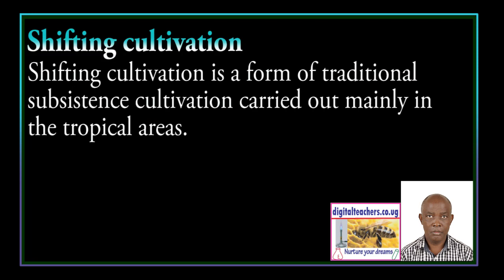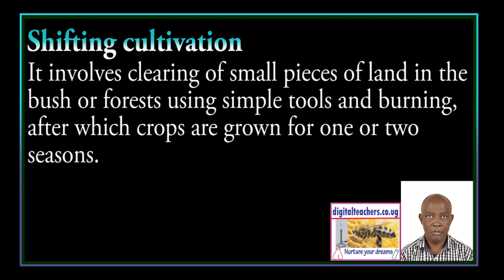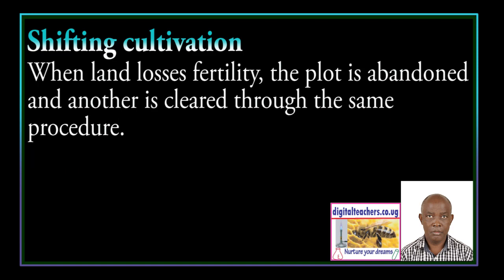Shifting cultivation is a form of traditional subsistence cultivation carried out mainly in tropical areas. It involves clearing of small pieces of land in the bush or forests using simple tools and burning, after which crops are grown for 1 or 2 seasons. When land loses fertility, the plot is abandoned and another is cleared through the same procedure.